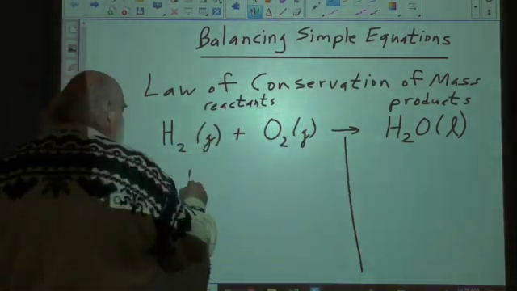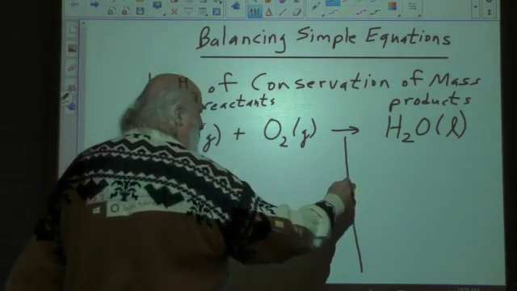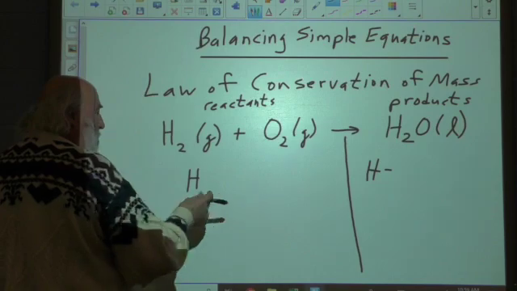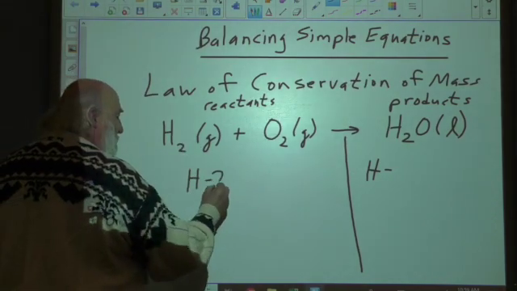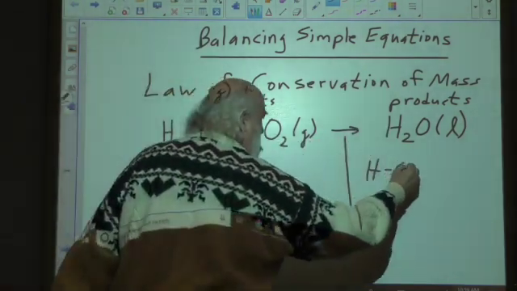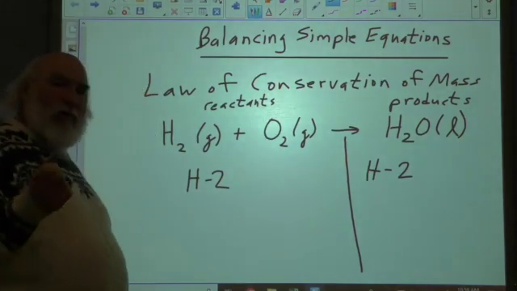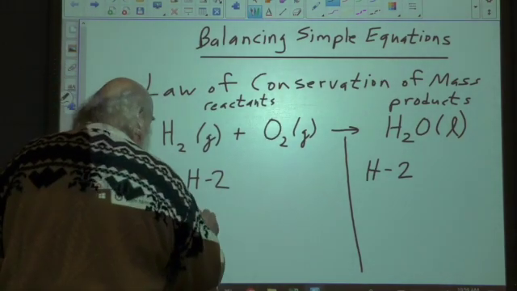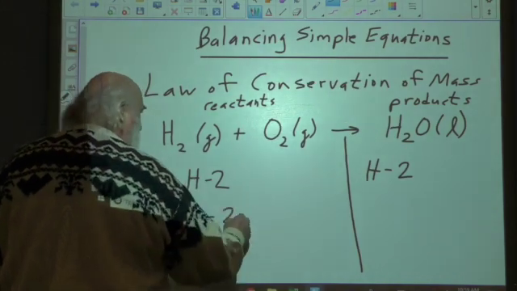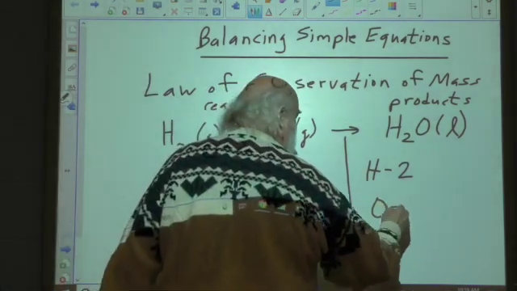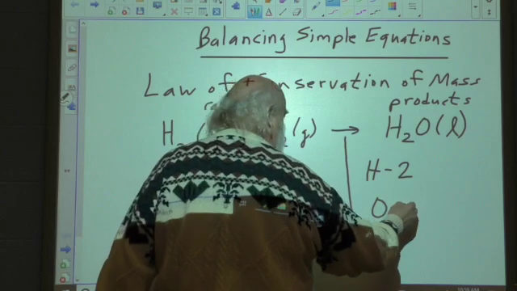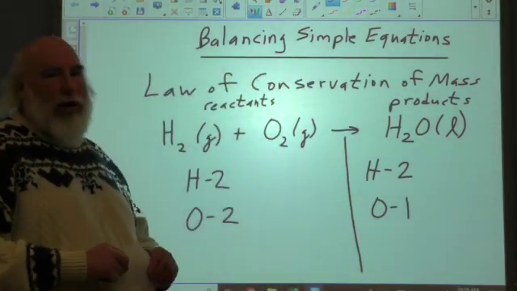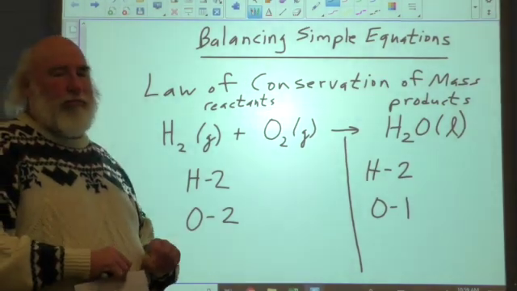Well, what I'm going to do is write down a plain H here, and a plain H here. I'm going to write down the number of atoms I have in both. I have 2 atoms here. I have 2 atoms here. So we say that hydrogen is balanced. We go to oxygen. Oxygen, we have 2 here. Oxygen, we have 1 here. Oxygen is not balanced, so we need to do something about this.